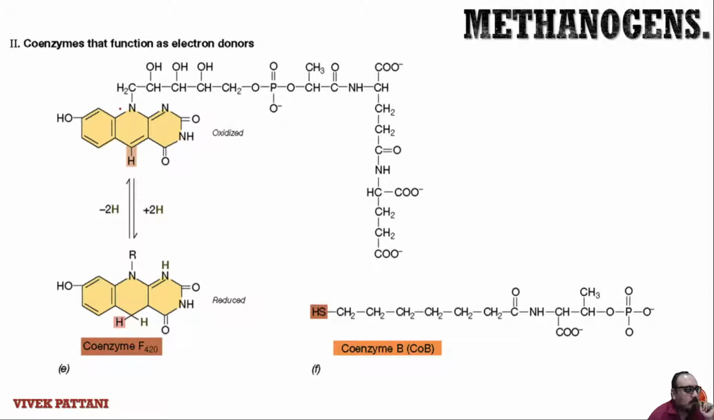Next are the coenzymes that can function as electron donors. One of them is coenzyme F420, and another is coenzyme B.